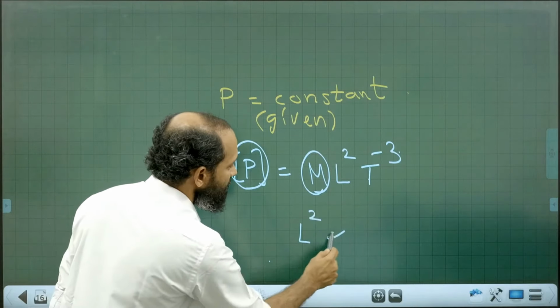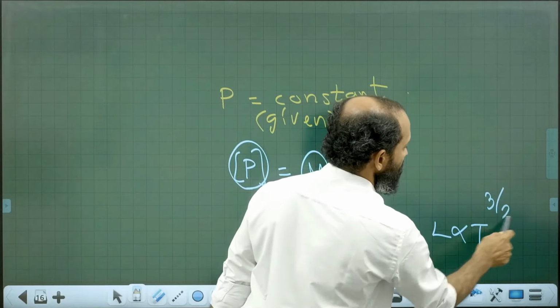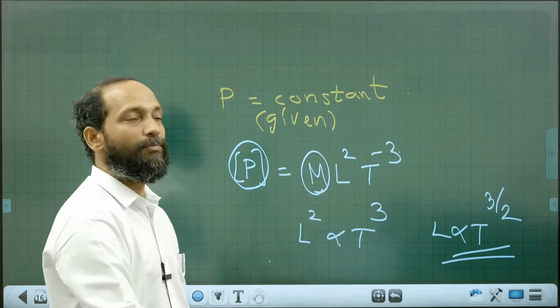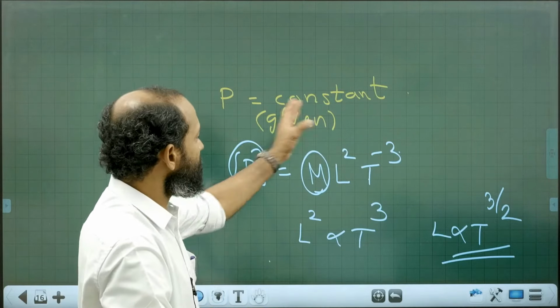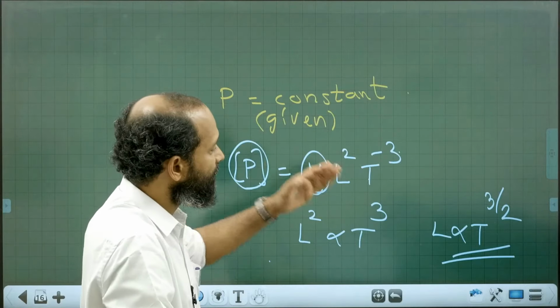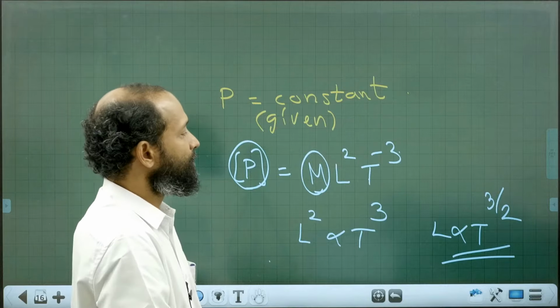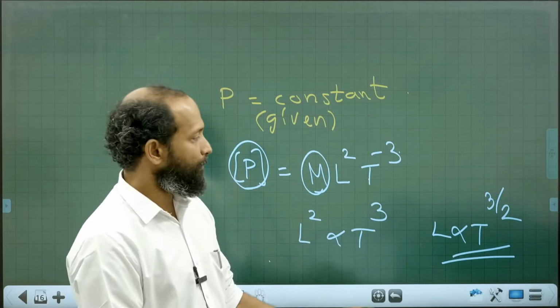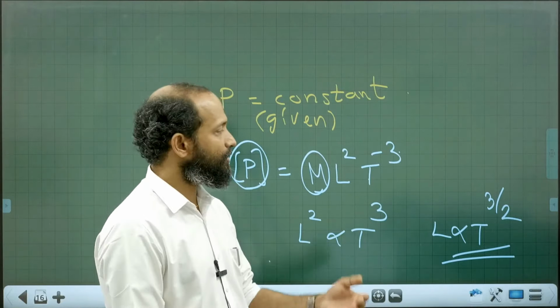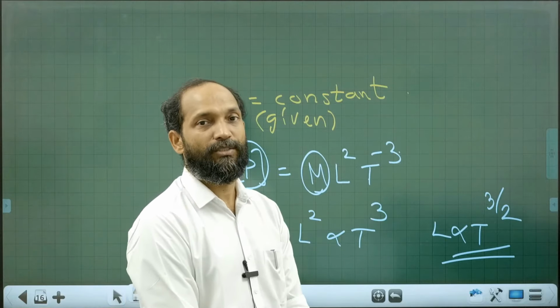Then L squared is proportional to T cubed, so L is proportional to T raised to 3 by 2. You may take more time by using a calculus method, it's difficult. But this dimensional method will lead to a very simple result quickly. Among the options given, T raised to 3 by 2 is the only correct one.